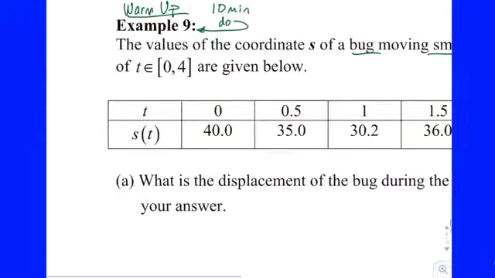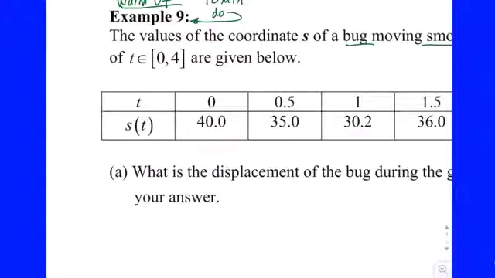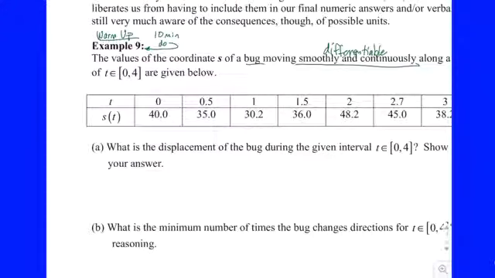Positions, it's the coordinate of a bug moving along a line. So it doesn't tell us if the line is vertical, or it doesn't tell us if it's horizontal. So it doesn't really matter. If you want to assign it to horizontal because it helps you, that's fine. But we have position values, okay?